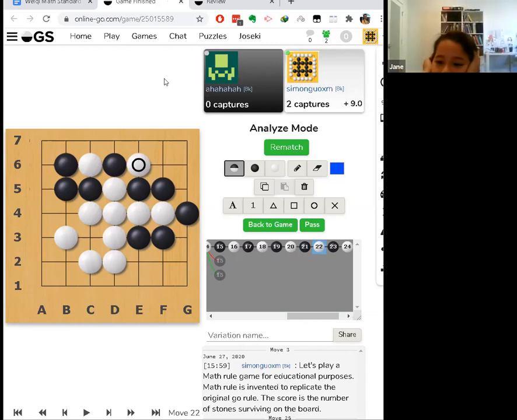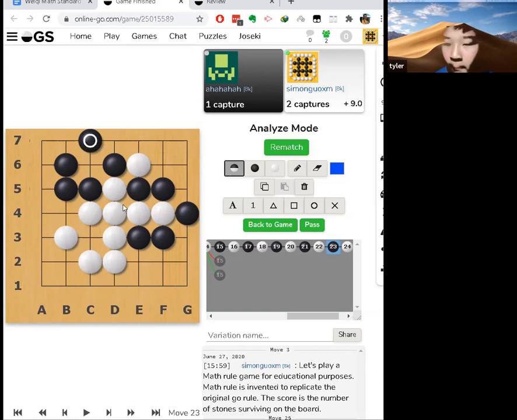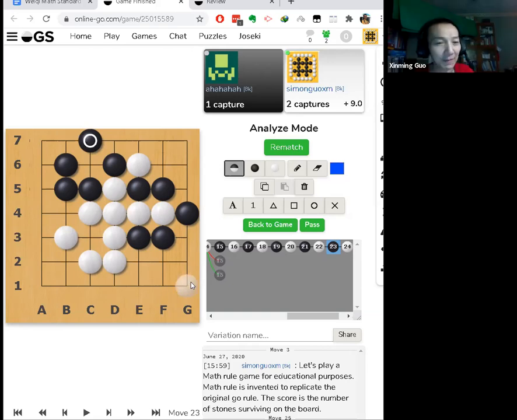Atari. Atari, yes. Atari, this black, D6 black. And so where do you think black should play? Capture, right? Capture is very important. And then it's white's turn now. Where do you think white should play? Jamie, do you want to try it? White's turn.